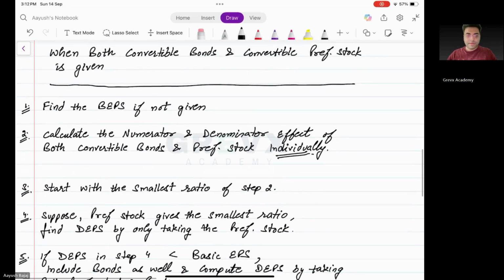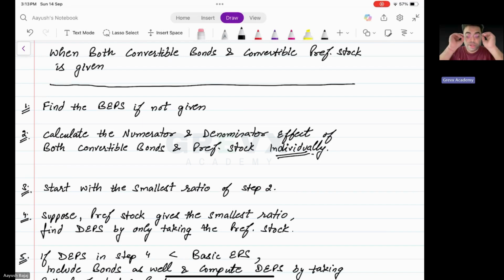What we did in step 4 is that we only calculated based on what we had lower, either preferred or bond. For example, if bond is lower, then I did the next step, adding up the preferred, and it was higher than the basic, then only one of it will be dilutive, not both. Correct.